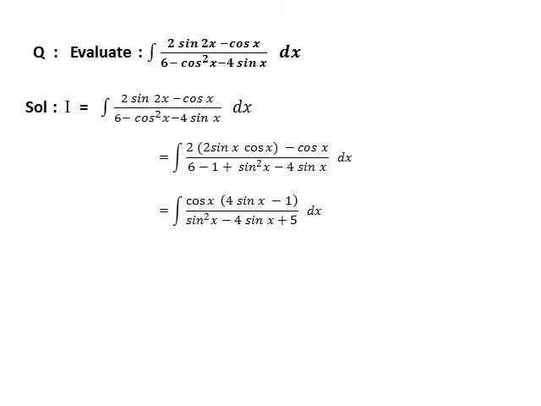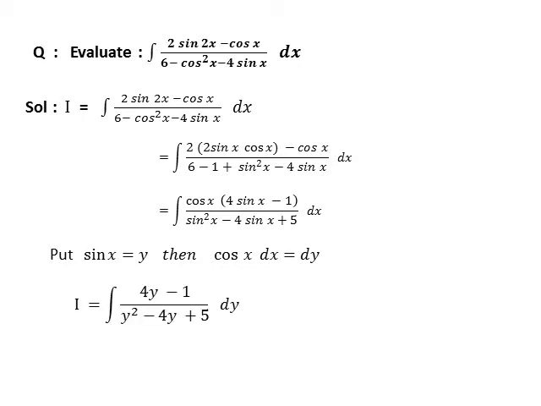Now, if we substitute sin x equals to y, we will be able to reduce the integral I into the form of linear upon quadratic. So, put sin x equals to y, then cos x dx equals to dy. Then we get I equals to integral of (4y − 1) upon (y² − 4y + 5) with respect to y.